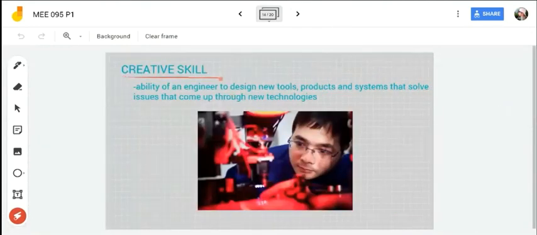Number two, you need to have a creative skill. So ano nga ba itong creative skill? When we say creative skill, it is an ability of an engineer to design new tools, products, and systems that solve issues that come up through new technology. Kaya nga sinabi natin, if you are an engineer, you are focusing on making things easier or making life easier. And then you cannot do that if you do not have that creativity na tinatawag. So one of the essential skills that you need when you want to become a successful engineer is that creative skill.